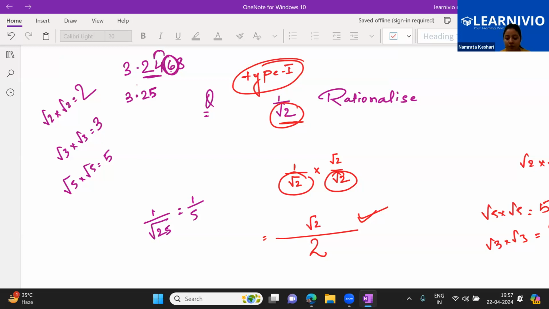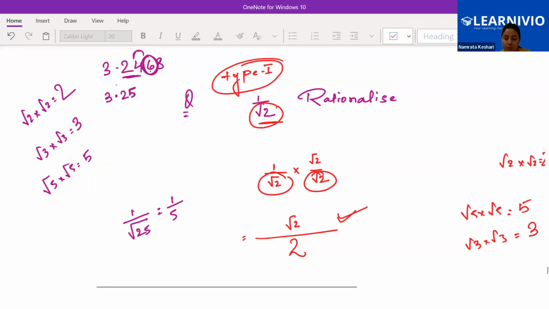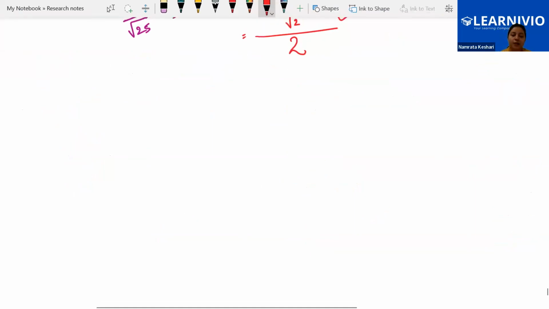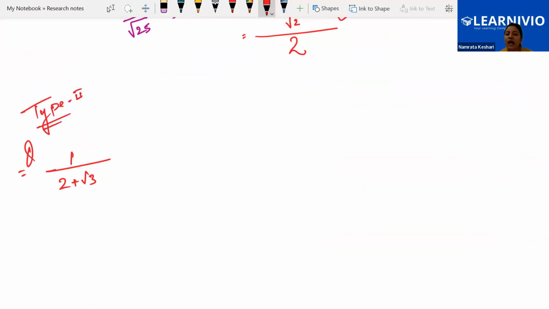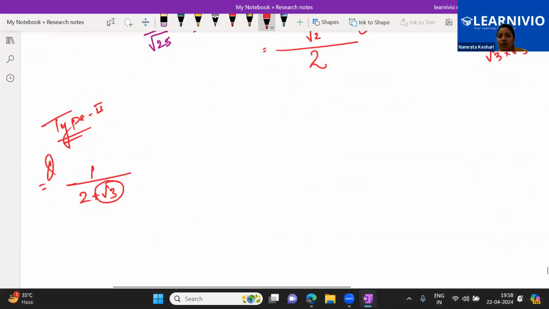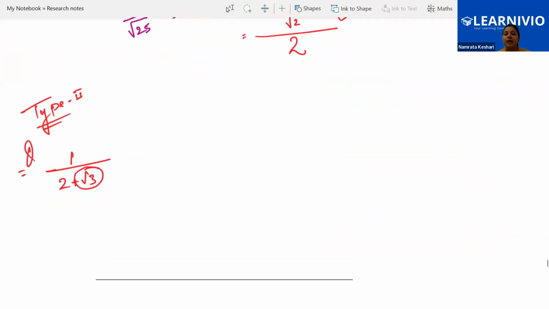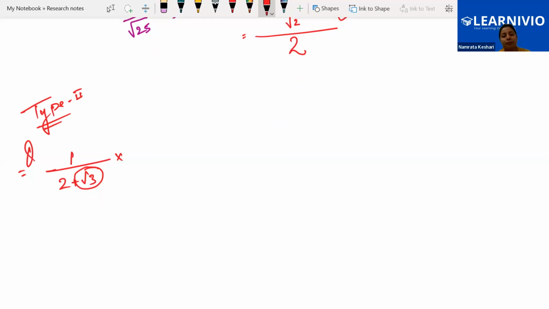Now the type 2 problem is, suppose we have 1 by 2 plus root 3. Whenever we have this type of question, again we will do the rationalization. What is the purpose? The purpose is to get rid of the square root from the denominator. For that, we can multiply the numerator and denominator by something. Can you tell me, Shad and Samya, what can be done here?